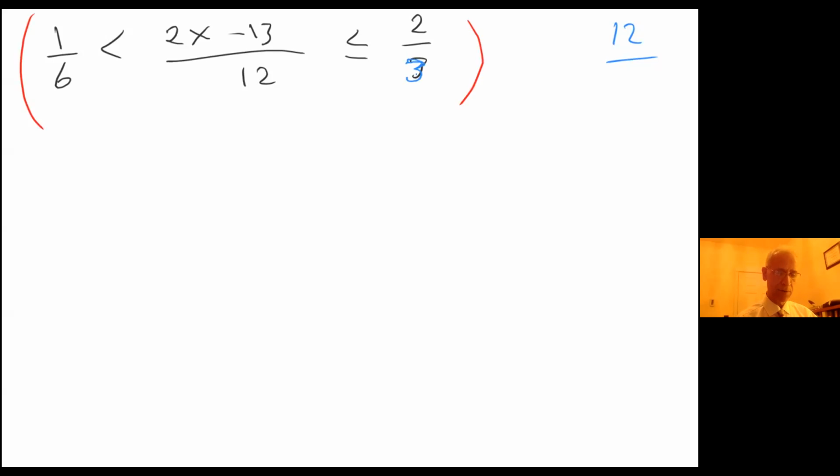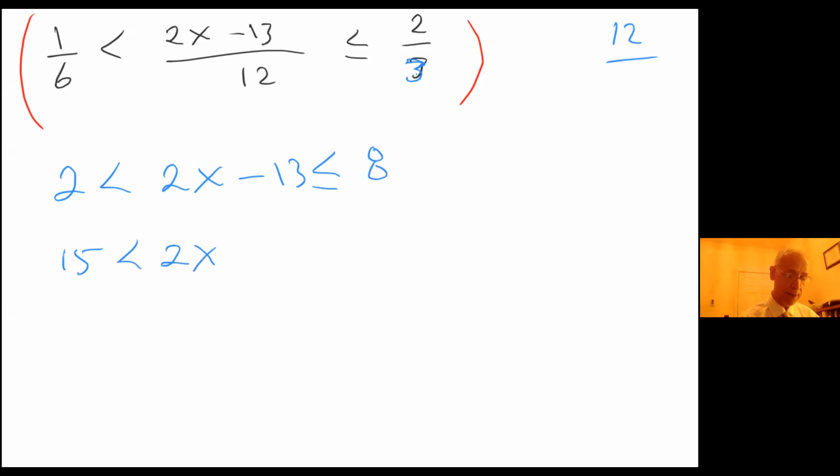On the left-hand side, 1/6 times 12 gives me a 2, smaller than, the 12 in the middle gets canceled in the denominator, so I have 2x minus 13, smaller than or equal to 2/3 times 12 is 8. You could say 3 to 12 is 4 times, 4 times 2 is 8. Now solving for x, I'm going to add 13 to all three sides. So I get 15, smaller than 2x, smaller than or equal to 21.